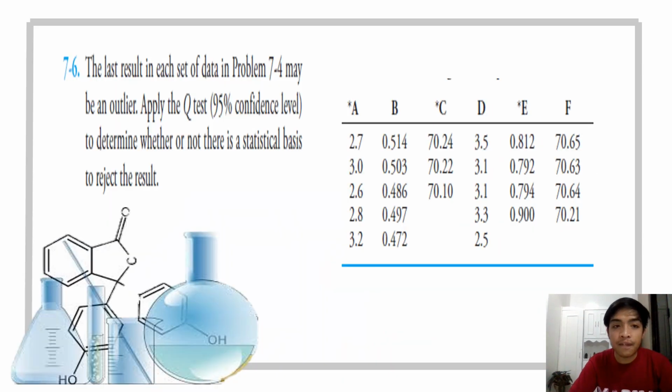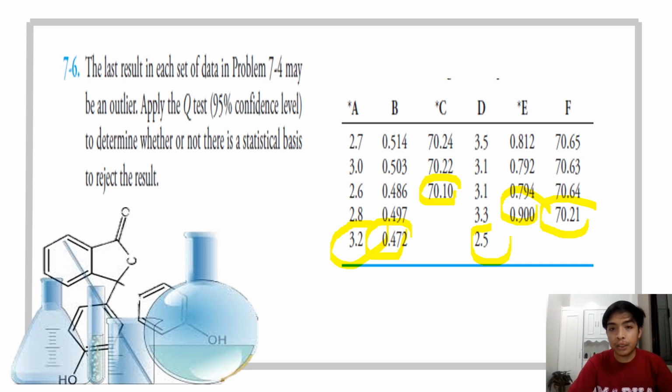For problem 7-6, the last result in each set of data in problem 7-4 may be an outlier. Apply the Q-test at the 95% confidence level to determine whether or not there is a statistical basis to reject the result. Beside the problem is the set of data obtained from problem 7-4. So basically the problem tells us to determine whether these are outliers for a given set of data.